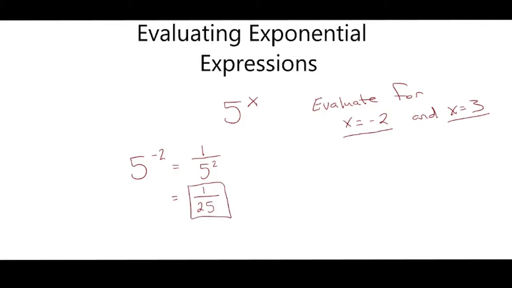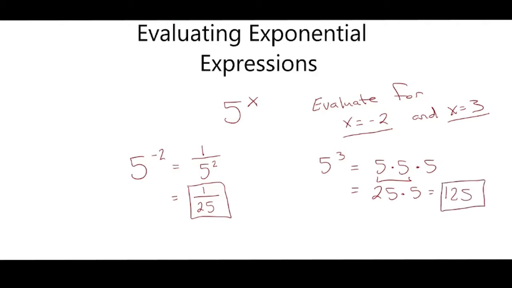So now let's do the same thing when x is 3. So that means 5 to the third power, and that's 5 times 5 times 5. Well, we know 5 times 5, that's 25, times 5 is 125. So when x is 3, the value of this expression is 125.